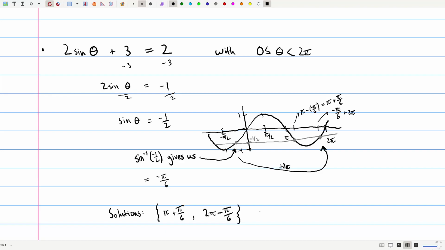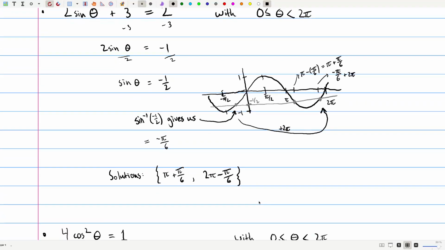Yeah, so in general, I think it's good to graph the sine function or cosine function under consideration. Try to see where it's having that particular value, in this case, minus 1/2. And then you can use your inverse trigonometric function to then find a point and use that to get the rest of them. Okay, so that was solving the first one.